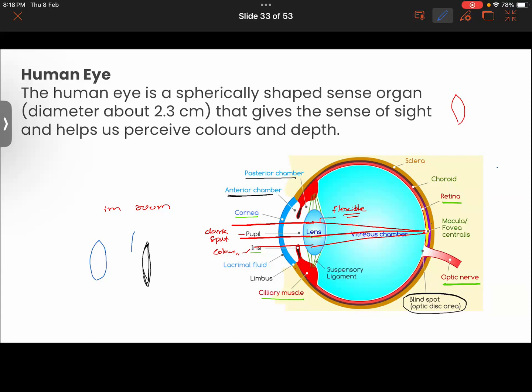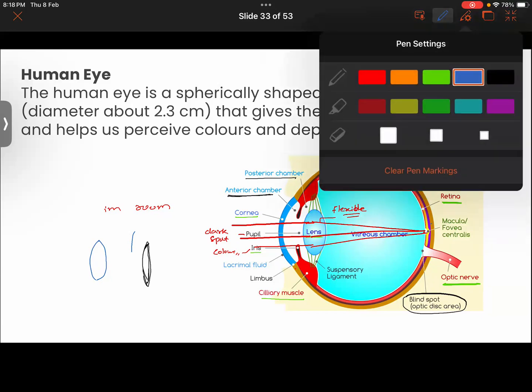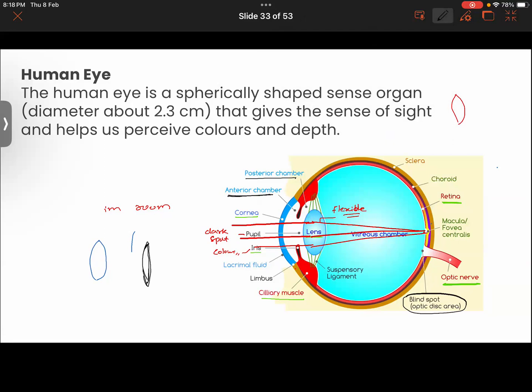And then there is a space between the lens and the cornea also. So that is filled with another viscous liquid which is called vitreous humor. So it is the opposite, right? That is no, vitreous. This one is aqueous humor. This one is vitreous humor. So that is the thing about it.